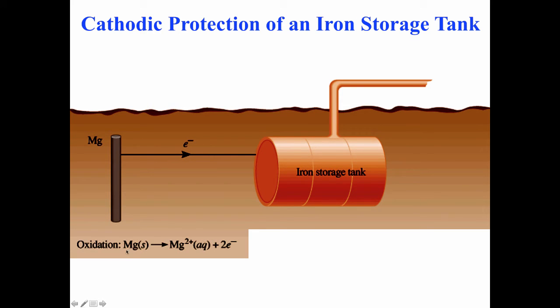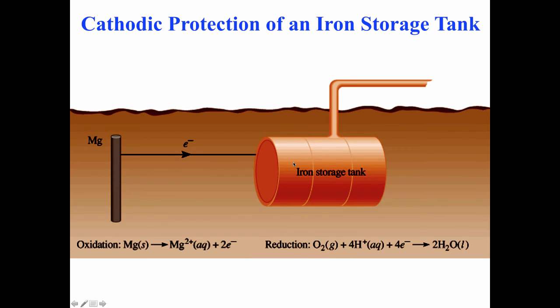And what ends up happening is the magnesium ends up being oxidized, and the iron that would have been oxidized does not undergo oxidation until all of the magnesium has been oxidized, and it's pretty much all gone. The reduction half reaction is the one we saw before for the corrosion of iron.